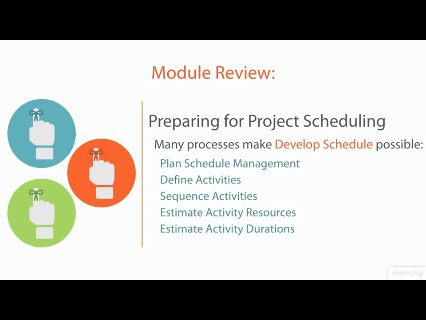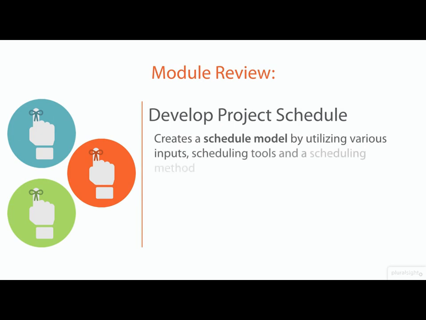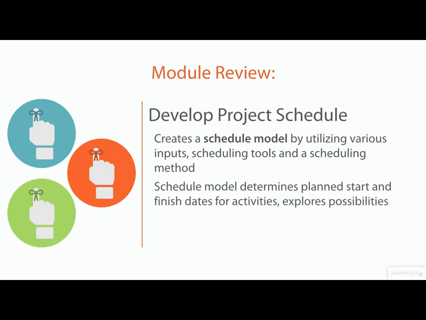Once we have this information in hand, we can use it through the lens of scheduling tools and a schedule methodology to create the schedule model. The schedule model determines planned start and finish dates for activities and explores project possibilities. What if we do tasks this way? What if we go about them this other way? Maybe we should change the sequence of these, or perhaps we should use resource A instead of resource B on this particular activity. We can experiment. We can see what the impacts are of these various changes.